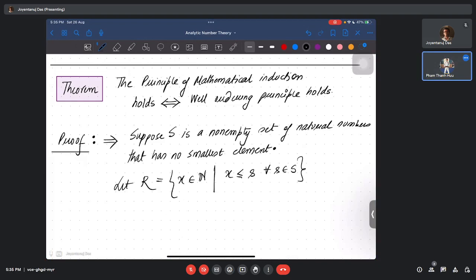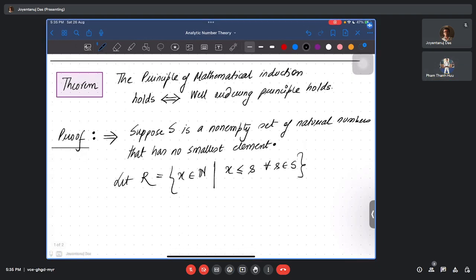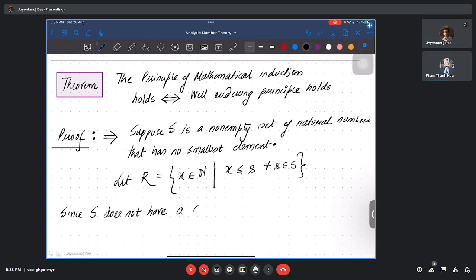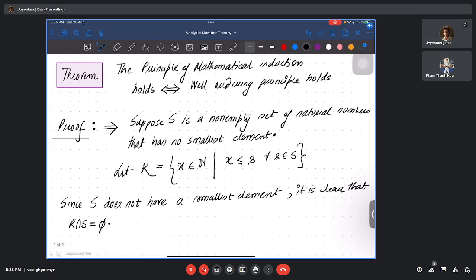Now, since S does not have a smallest element, it is clear that the intersection of R and S must be empty, right? Suppose it was non-empty, then I can choose one element from R and that will be the smallest element in S, right?